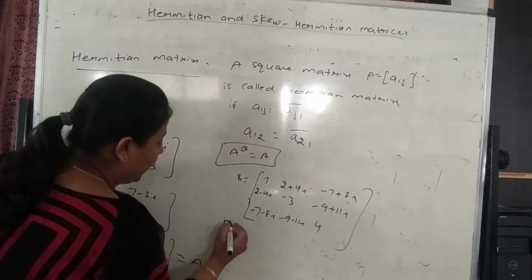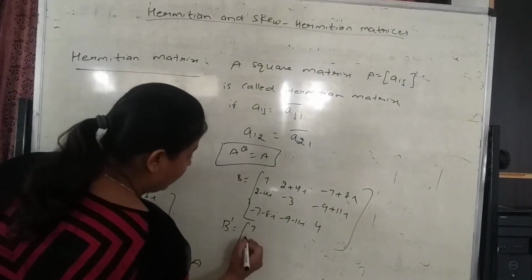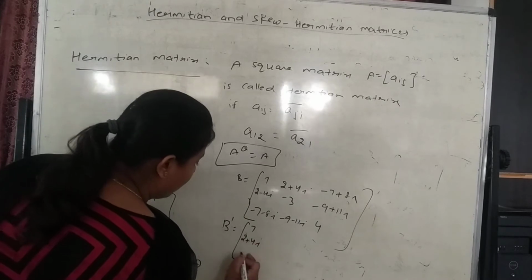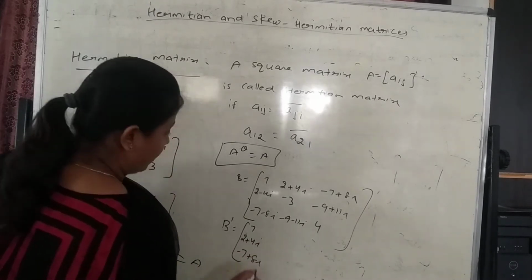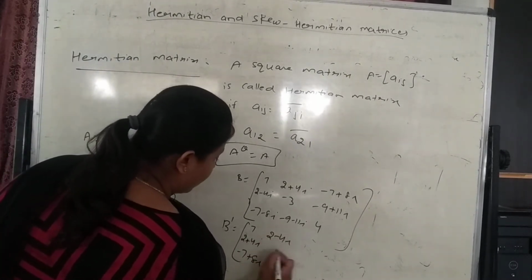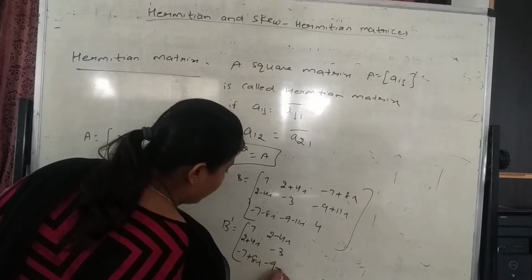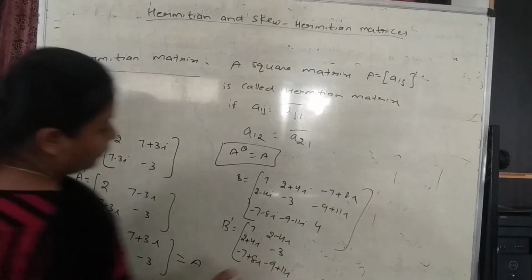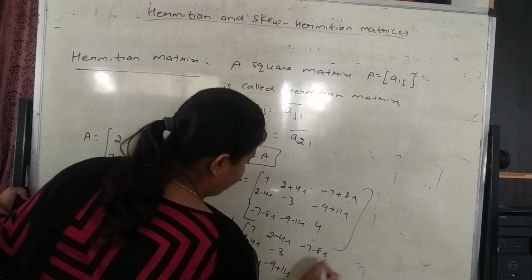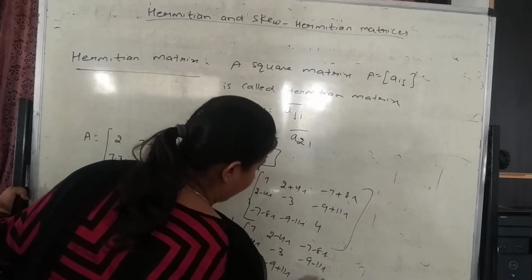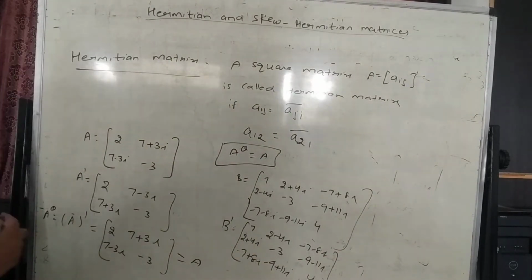Now we will find B transpose. It will become 7, 2 plus 4 iota, minus 7 plus 8 iota, 2 minus 4 iota, minus 3, minus 9 plus 11 iota, minus 7 minus 8 iota, minus 9 minus 11 iota, 4. I have taken the transpose of that matrix B.